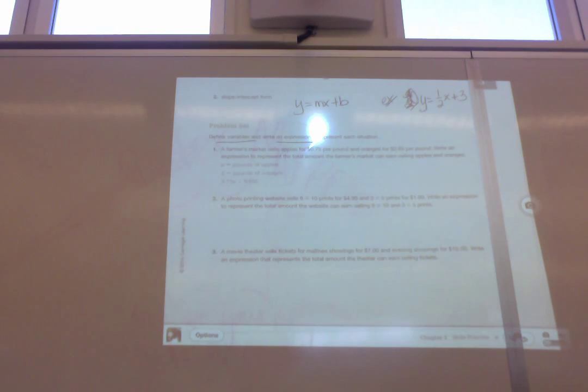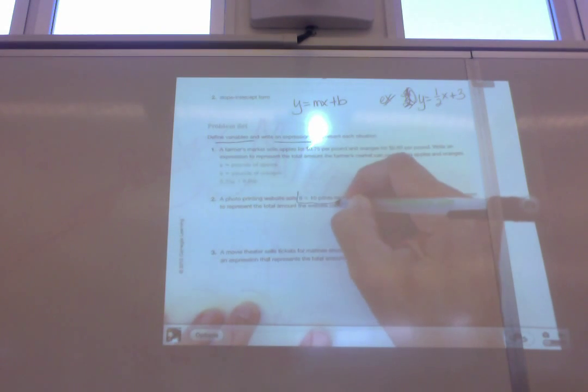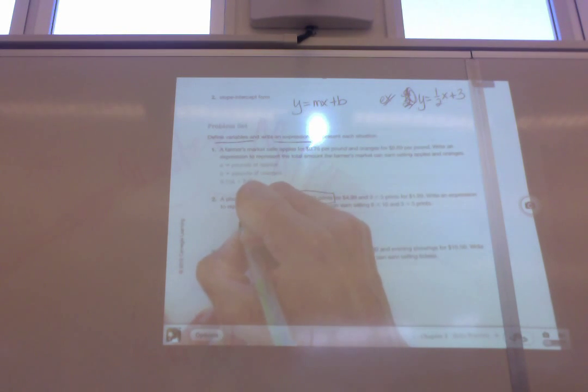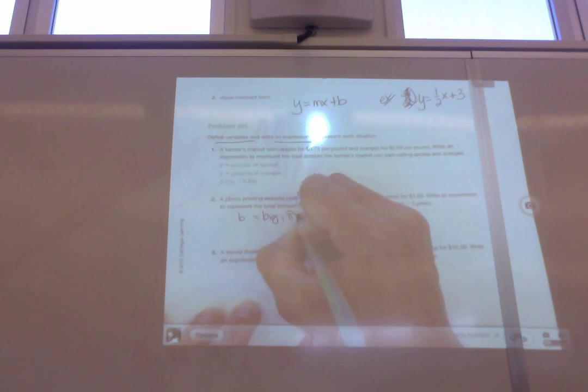Number 2, Guillermo, could you read about photo printing website, please? Photo printing website sells 8x10 prints for $4.99, and 3 by 5 prints for $1.99. Write an expression to represent the total amount of money taken in by selling 8 by 10 and 3 by 5 prints. Okay, what variable do we want to use for our 8 by 10 prints? How about B for big? B equals big. That's 8 by 10.